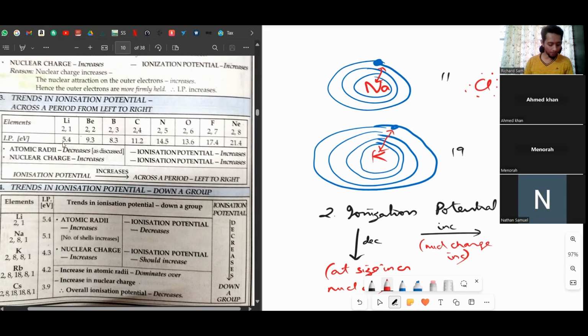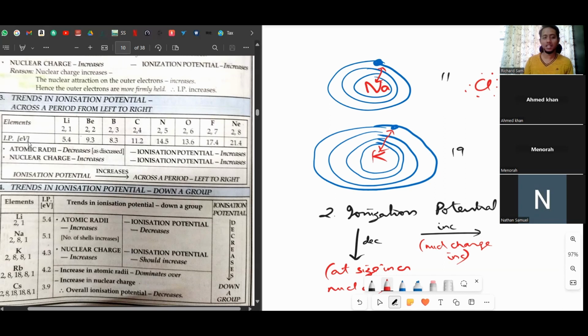So here in my book it is 5.4, in your book it is 520. So they've used a different unit. Page number 12, trends in ionization energy across a period. Instead of using electron volt, they've used kilojoules per mole. That unit is just into 100 of this. See, this is 5.4 into 100 is 540, so around 540, it's 520. Next one is 9.3 here, so it's supposed to be 930. How much is it? 899.